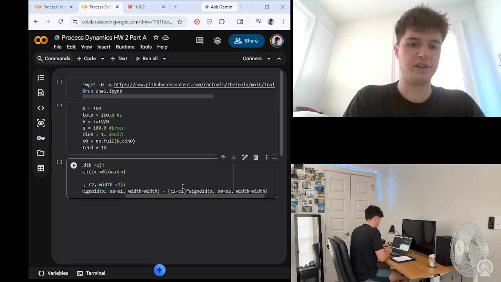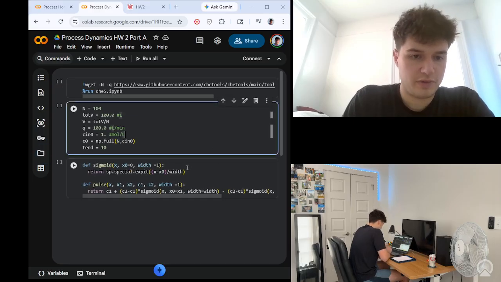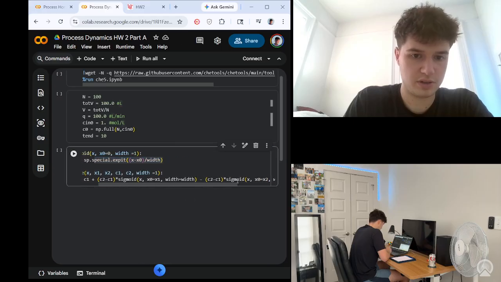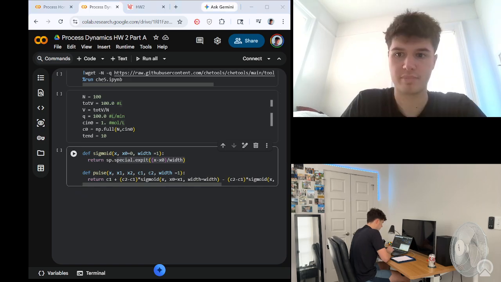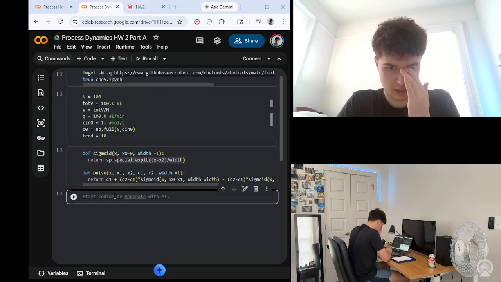So now, as you can see, we have our sigmoid function here, our logistic equations here that we then use down here in our pulse to actually be able to graph all of this, and we're able to continue. So now let's actually get into the plotting section, which we have done multiple times before.